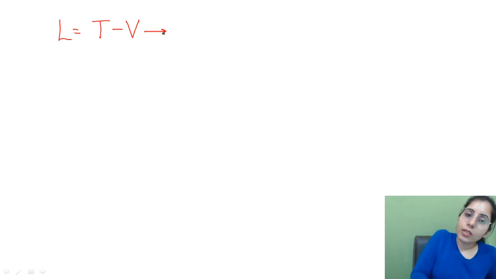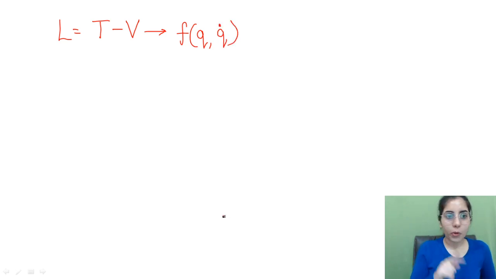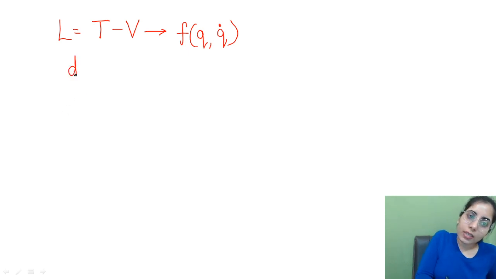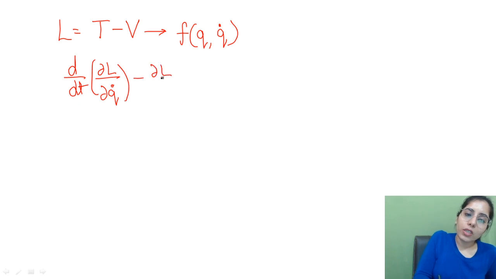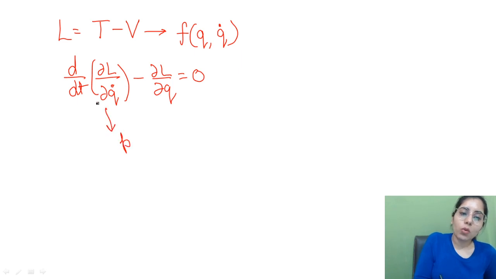After this, the next point you need to know is that the Lagrangian is a function of generalized coordinates and generalized velocities. Very important point. Next, what is the Lagrange's equation of motion? It is d by dt of del L over del q dot, where q is the generalized coordinate and q dot is the generalized velocity, minus del L over del q, equal to 0. In this, del L over del q dot is known as the generalized momentum. Only this part is known as generalized momentum.